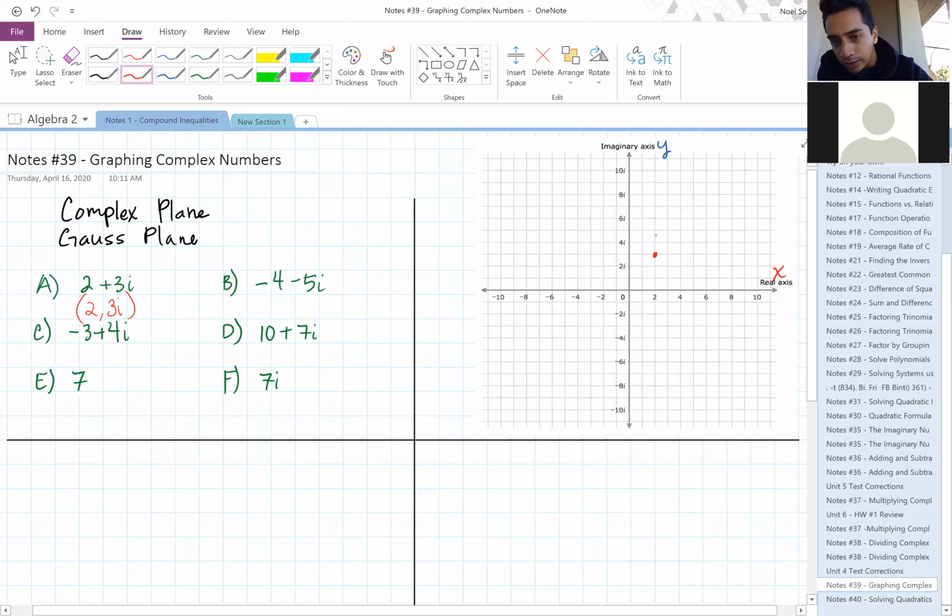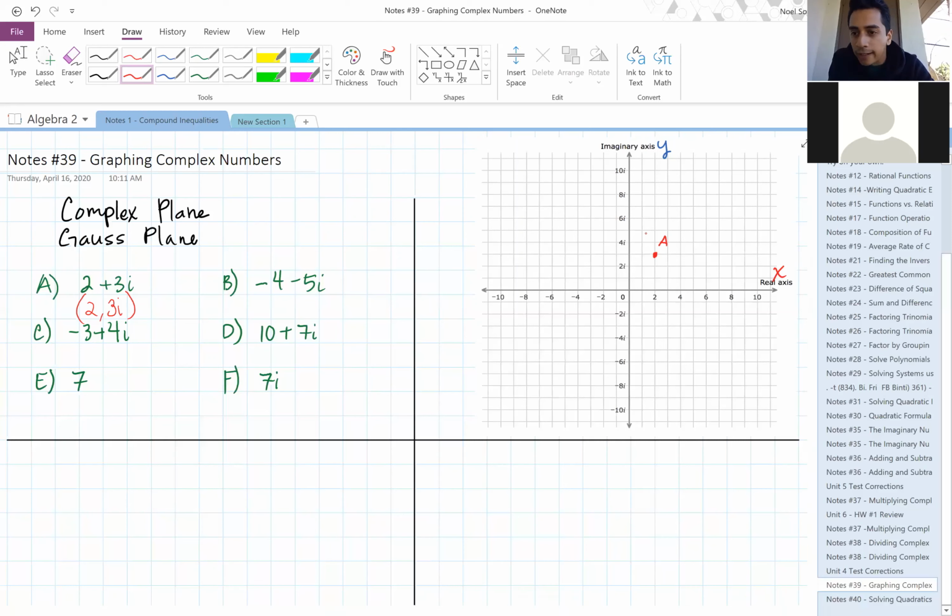And this, you could call it your A, right? That's the point that represents the complex number 2 plus 3i. Okay, so because it was a positive 3, that's why we went up. Had it been a negative, then we would have gone downwards. Okay, let's do B real quick.